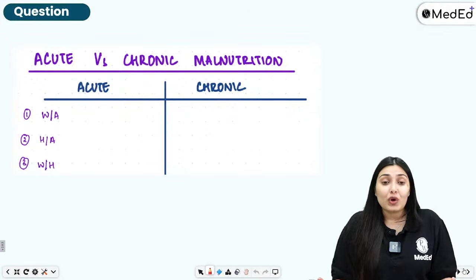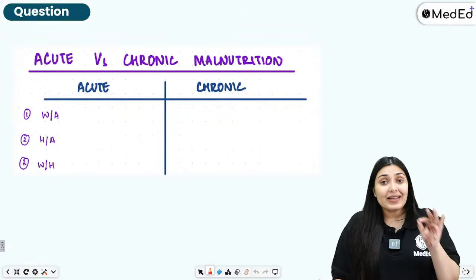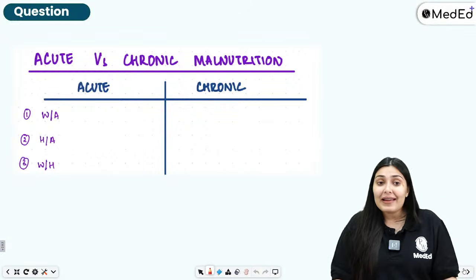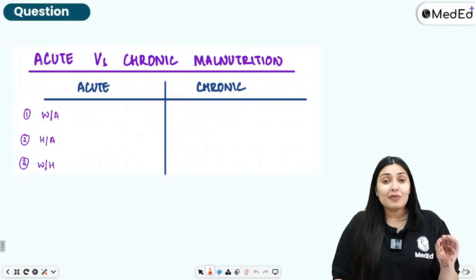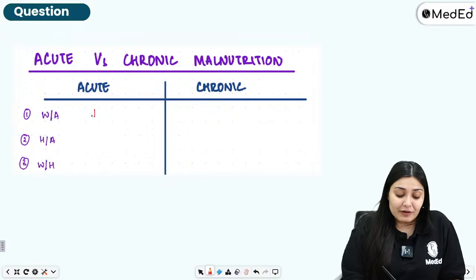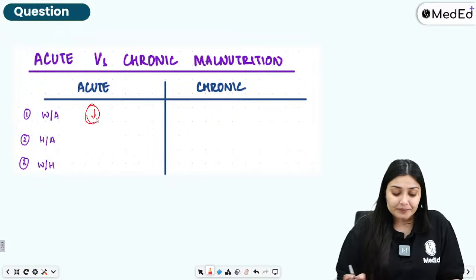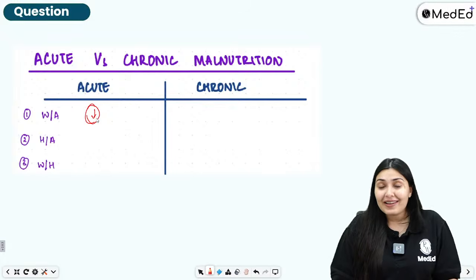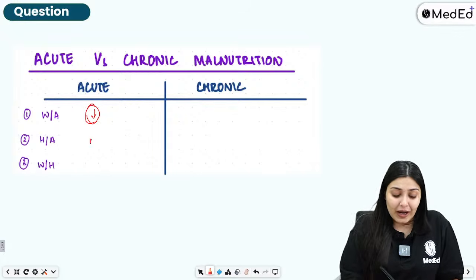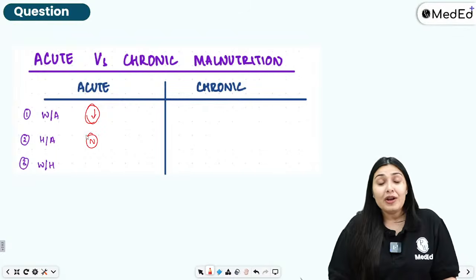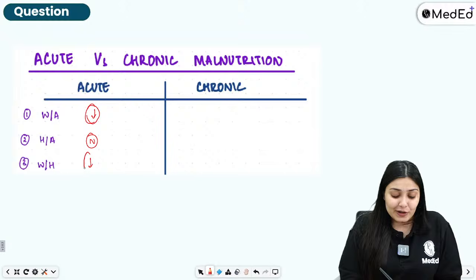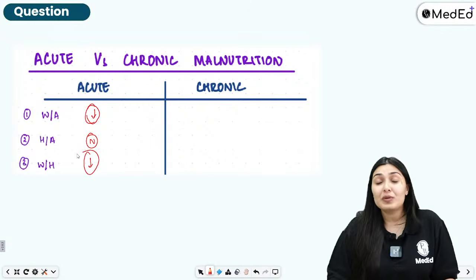Acute versus chronic. What happens in acute? There is an acute insult, either the intake is less or there is some illness. So weight for age would be affected. True, my weight for age will be decreased. What about the height? Height won't be affected in acute scenario. So height for age would be normal. What about weight for height? Weight for height would also be decreased. Height is normal, weight is decreased. So this would be the pattern in acute malnutrition.